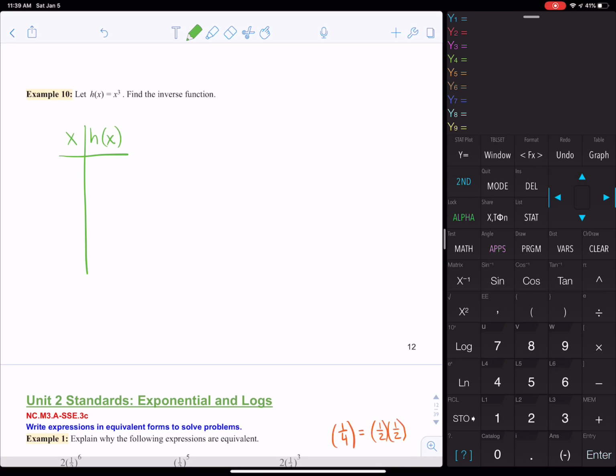So I'm going to type x cubed and do second graph to get some points. So let's say -2, -1, 0, 1, and 2. -2 goes with -8, -1 goes with -1, 0 goes with 0, 1 goes with 1, and 2 goes with 8.